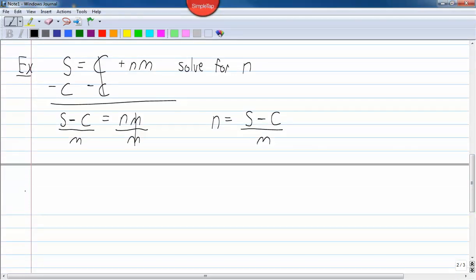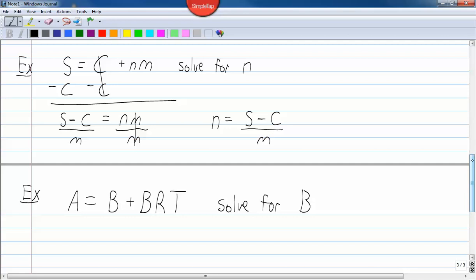Alright, we're going to do one more. What can make this a little bit more complicated is if you have a formula where you repeat a variable, but you want to solve for that one variable. For example, if I had the formula, let's say A equals B plus BRT, and I wanted to solve for B.